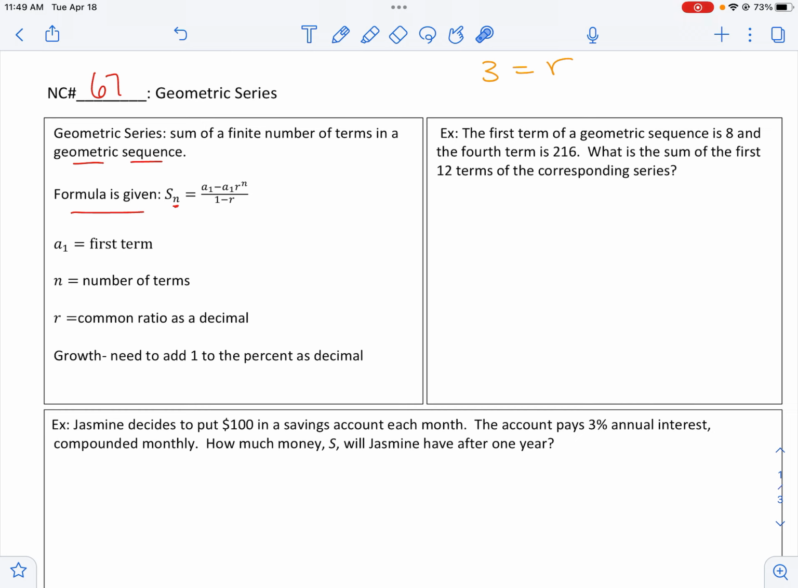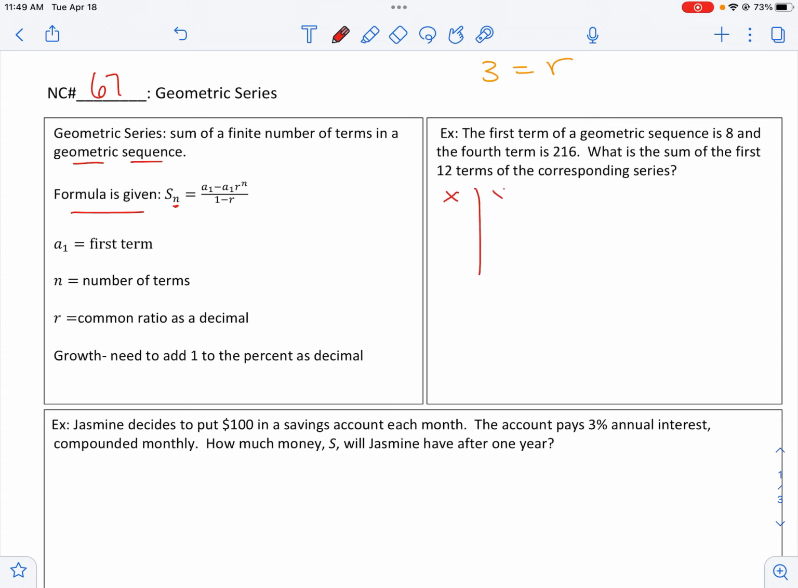So the a sub 1, n, and r are all that we've used in geometric sequences. In a growth example that we're going to look at second, you need to add 1 to the percent as a decimal to get your common ratio. So here's the example from the do now, and we're going to find the summation of those 12 terms.